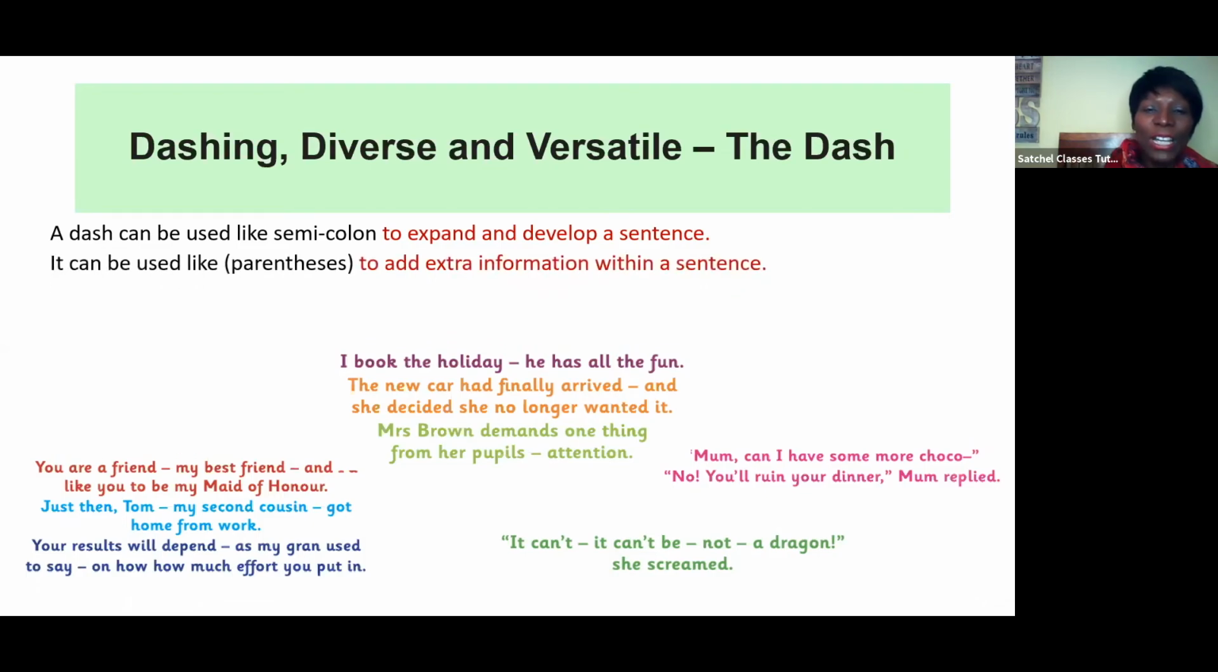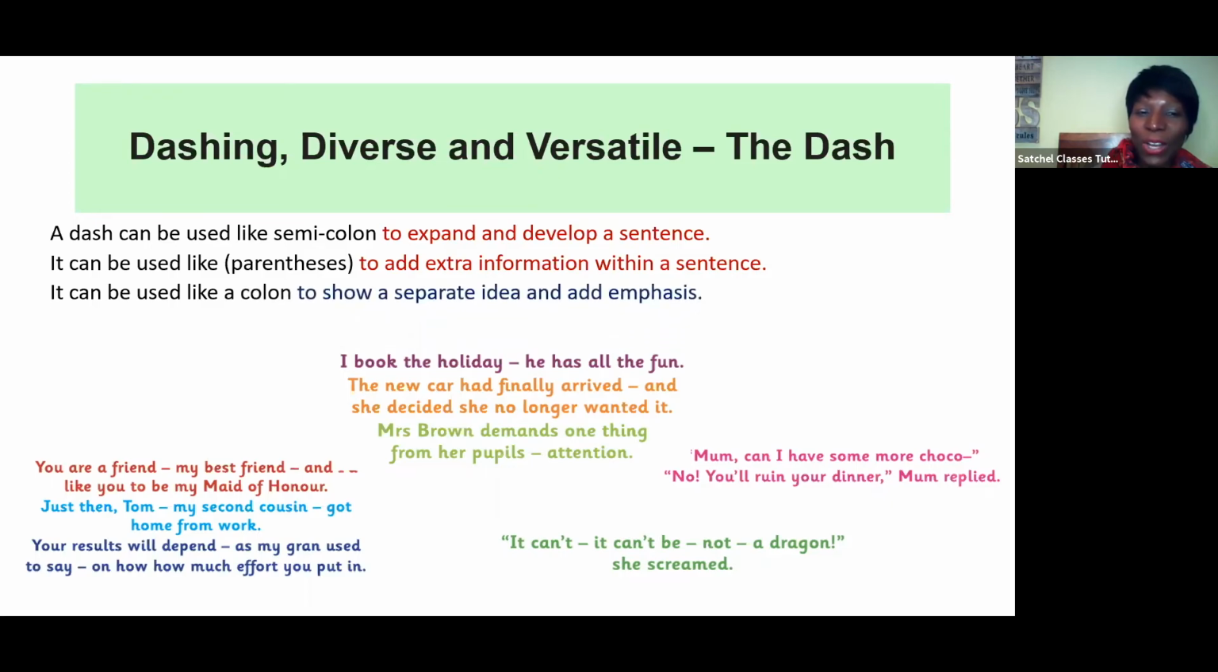But the dash can also be adding extra information like brackets. They can come in pairs. So we've got the example there. Just then, Tom, my second cousin, got home from work. So the dash can come in pairs. It can act like brackets. Your results will depend, as my gran used to say, on how much effort you put in. We can put the dashes there in pairs to add that extra information on both sides.